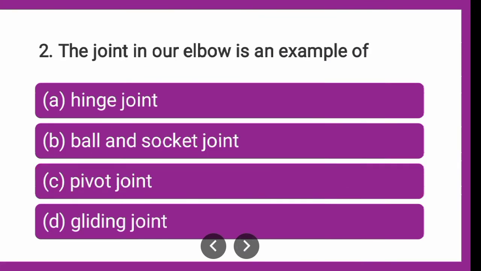Next question is, the joint in our elbow is an example of dash. Whether the joint in our elbow is an example of hinge joint, ball and socket joint, pivot joint or gliding joint, which amongst the given is correct for the elbow joint?